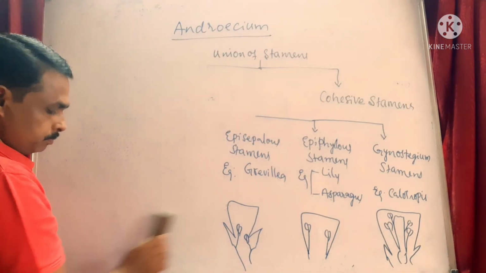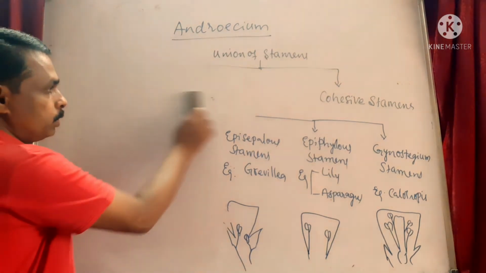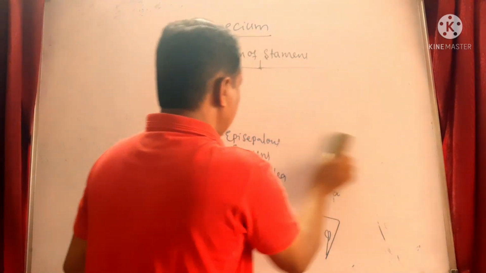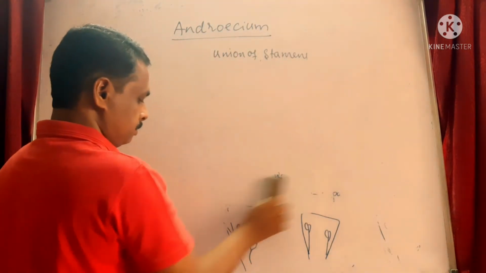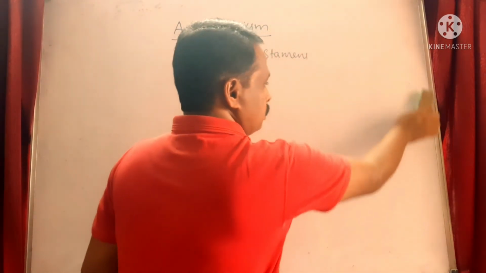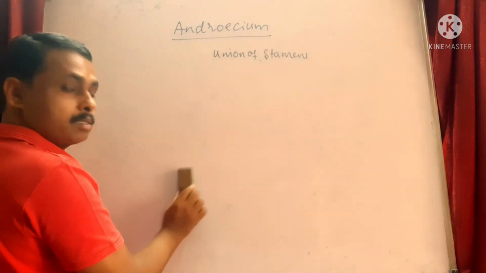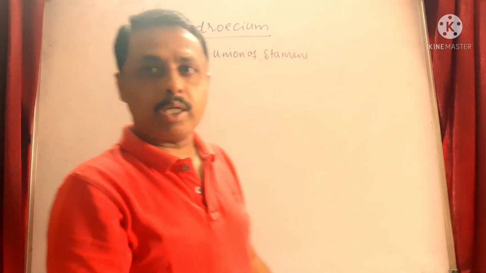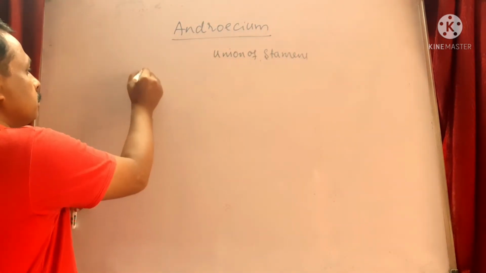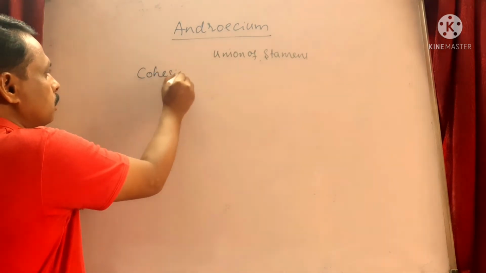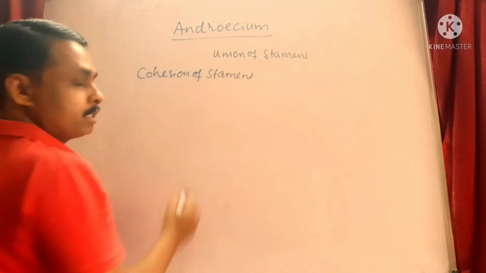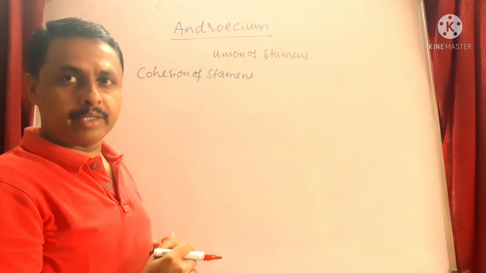Next one is cohesion. Cohesion means attachment of stamens to their own members. Cohesion of stamens means they will be attached to themselves, right? That is called cohesion.